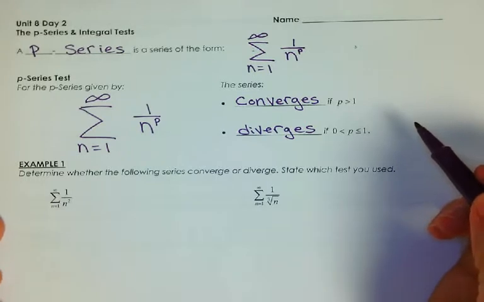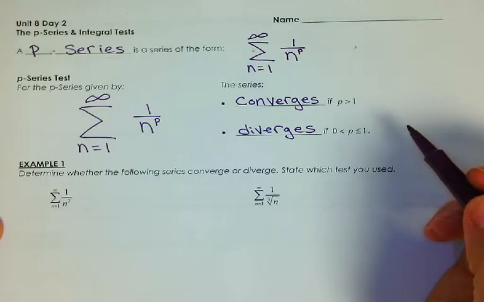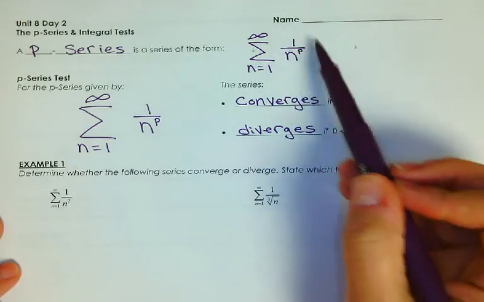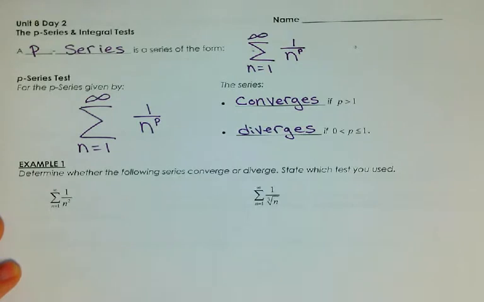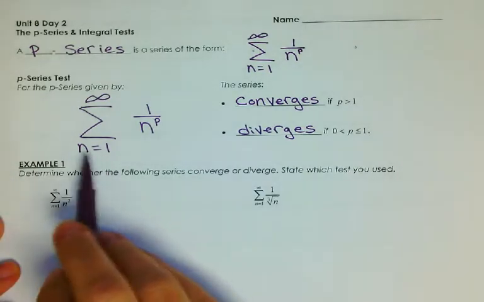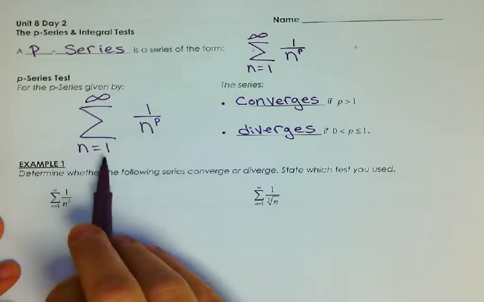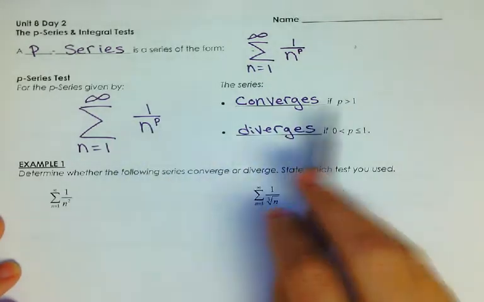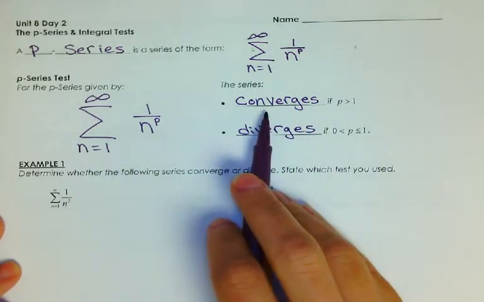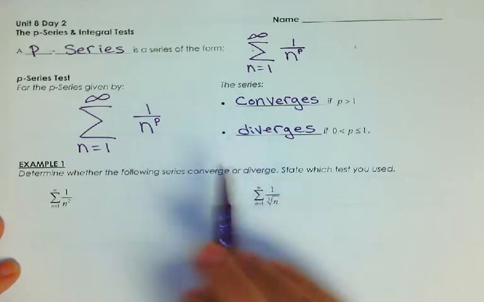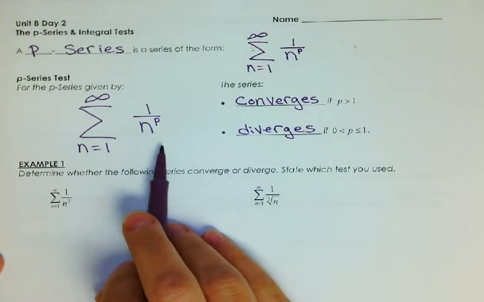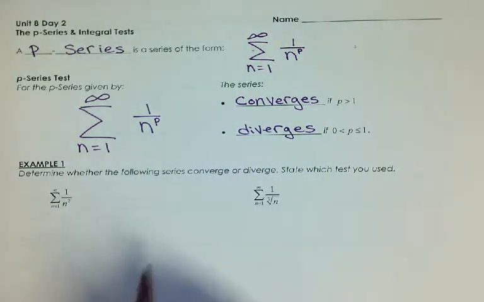Last class, we looked at the divergence test and also at infinite geometric series, and those were the only two we examined. Today we're going to look at what happens if that a sub n has this look to it, 1 over n raised to the p. So our p-series test says that if you're taking the sum from n equals 1 to infinity of 1 over n to some power, if that power is greater than 1, that series is going to converge. And if that exponent is between 0 and 1, including 1, it is going to diverge.